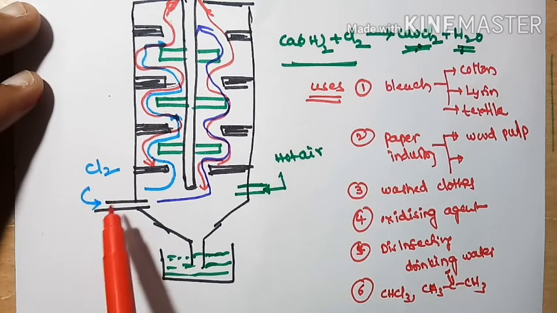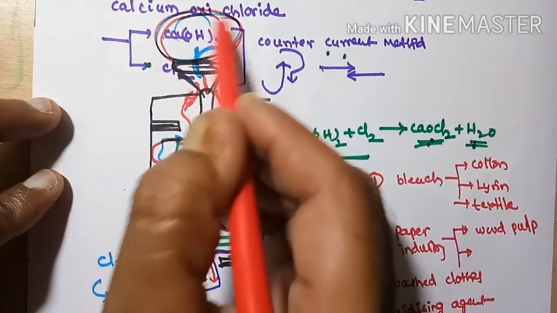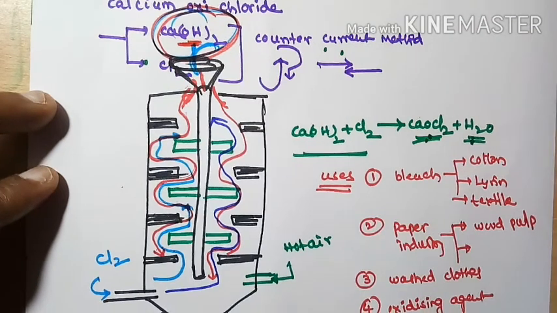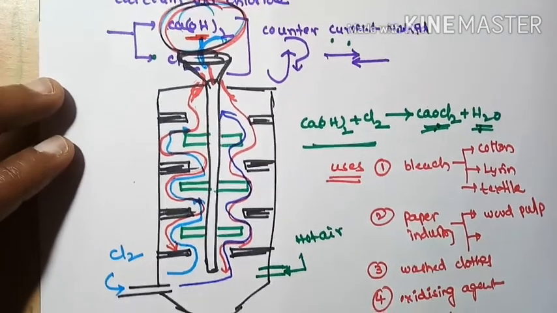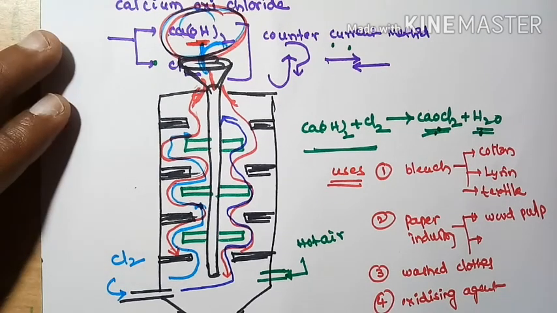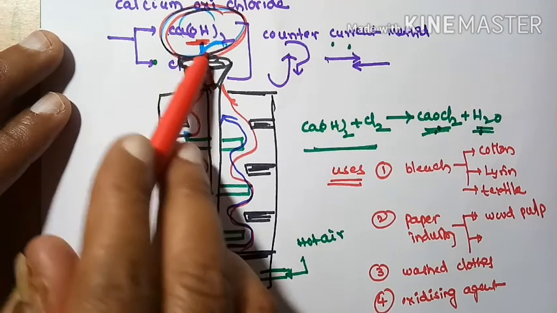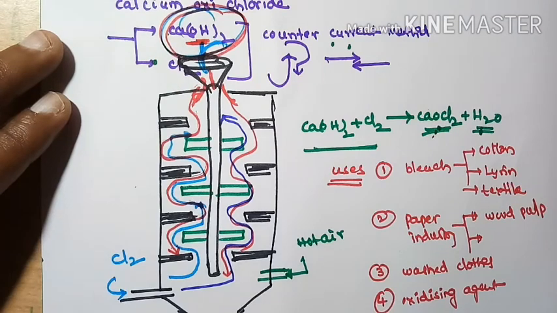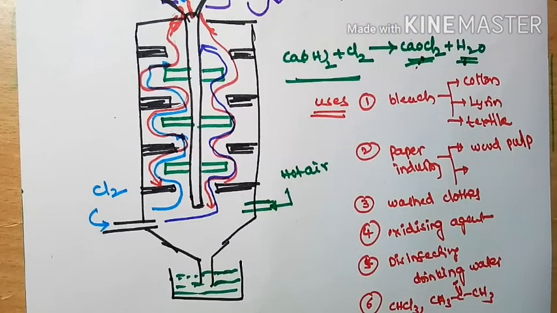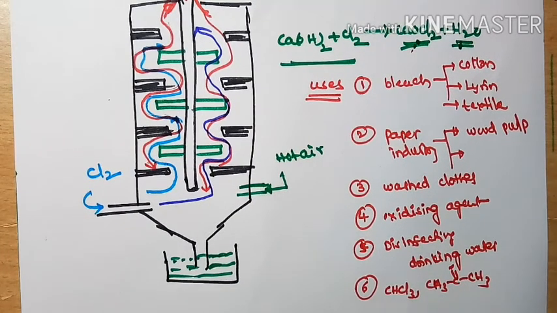One point we should keep in mind while preparing bleaching powder: the calcium hydroxide should be in dry condition. It should not be in solution form, though a somewhat wet condition is also acceptable, because the calcium oxychloride which is formed may dissolve in the solution. So just wet or dry calcium hydroxide is preferable to prepare bleaching powder.